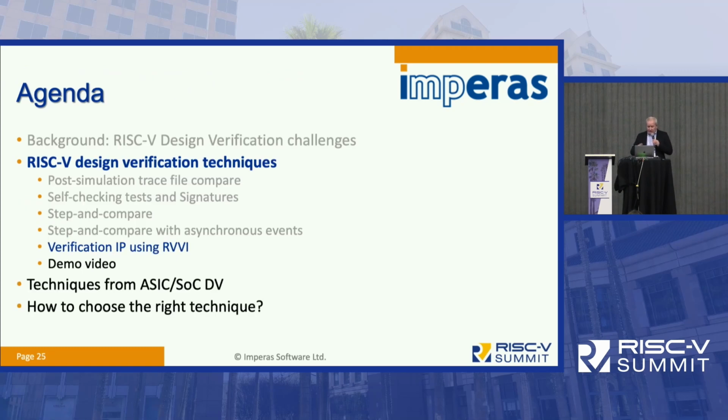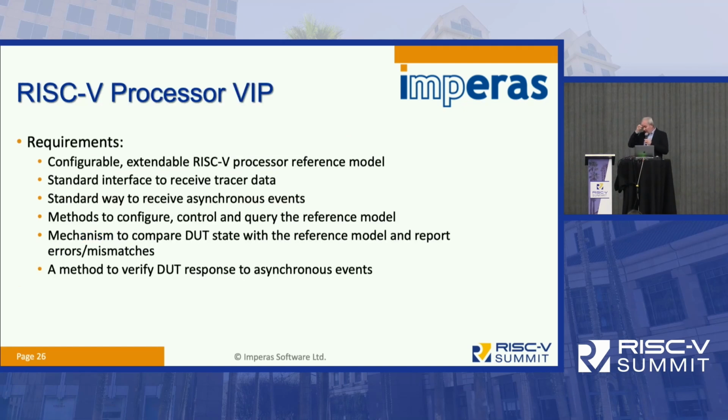So now I'm going to talk about verification IP using RVVI. Remember I mentioned RVVI earlier, which is the RISC-V verification interface. And these are some of the requirements, which have come out from the presentation I've already gone through today. So we need a reference model which is configurable and extensible. We need standard interfaces because we don't want to manipulate data to get it into common formats. We want to start with a common format and use that in order to drive into our verification IP. And we want to be able to define methods to query that model, compare, scoreboard, and then report back when we see differences.